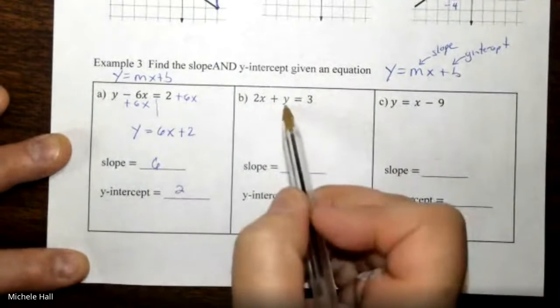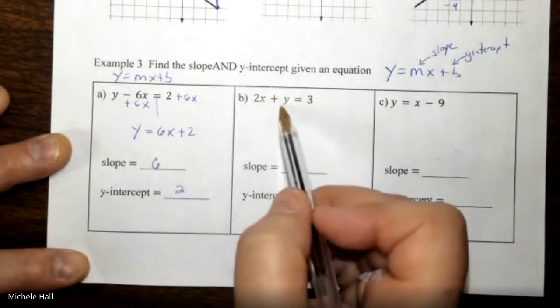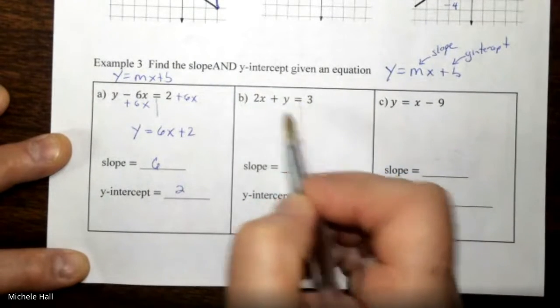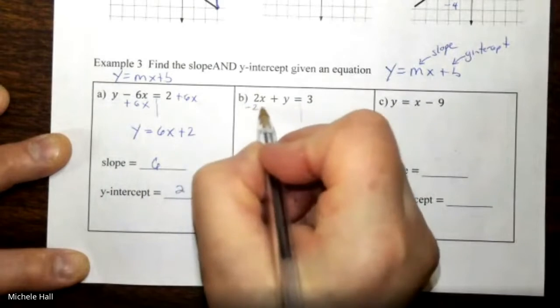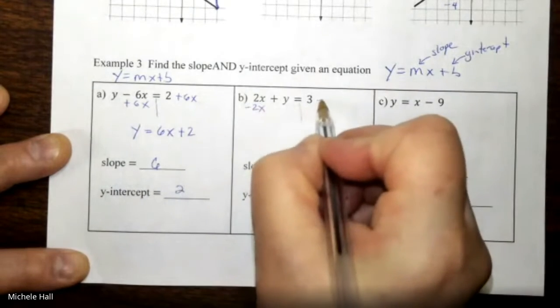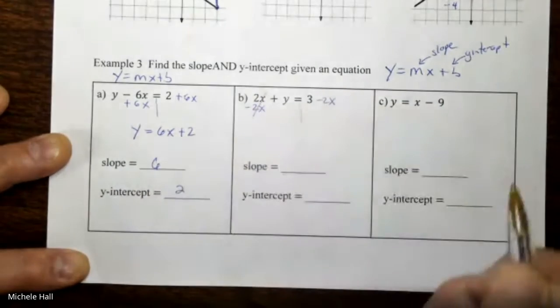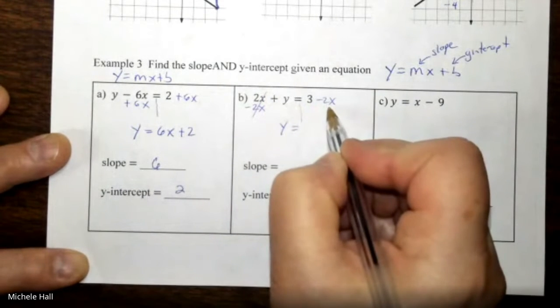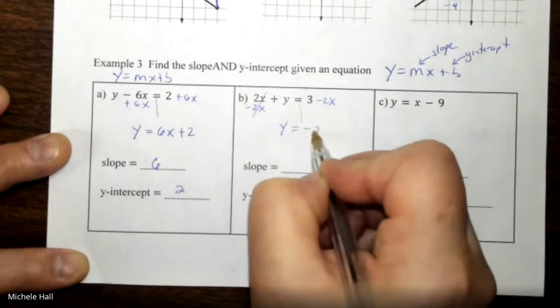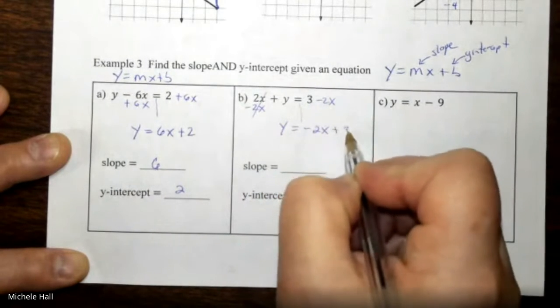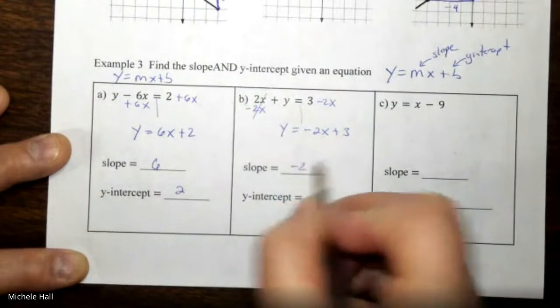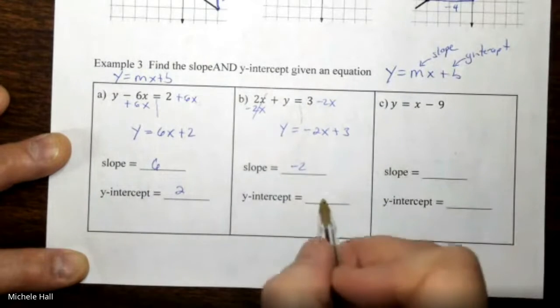Example B, I need to get y by itself. I'm going to put 2x on the right-hand side. The opposite of a positive 2x is negative 2x. Here's my 0 pair, and I get y equals, putting my x term first, negative 2x plus a positive 3. My slope is in front of the x. My slope is negative 2, and my y-intercept is 3.